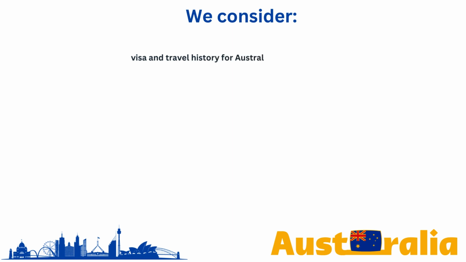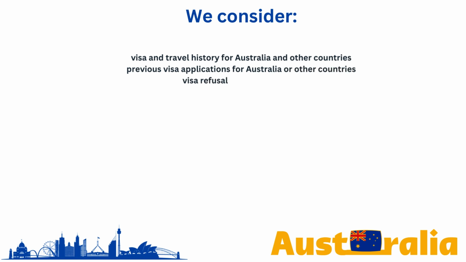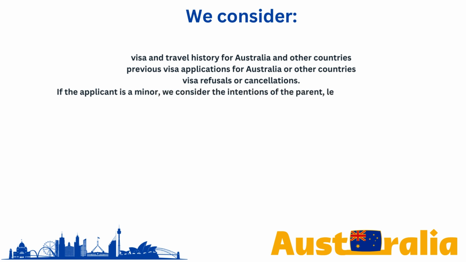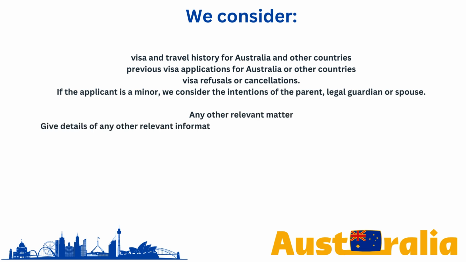Visa and travel history for Australia and other countries. Previous visa applications for Australia or other countries. Visa refusals or cancellations. If the applicant is a minor, we consider the intentions of the parent, legal guardian, or spouse. Any other relevant matter. Give details of any other relevant information the applicant would like to include in their application.